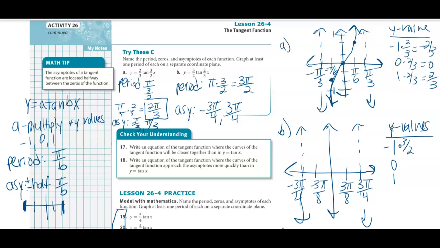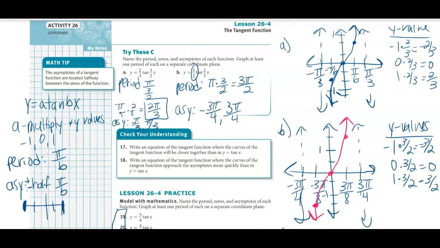Multiplied by 3/2. So that's getting multiplied by A. So negative 3/2, 0, 3/2. So I've got 1/2, 1, 1 1/2, negative 1/2, negative 1, negative 1 1/2. So I'm going from left to right, negative 1 1/2, 0, 1 1/2. And that would be your graph.